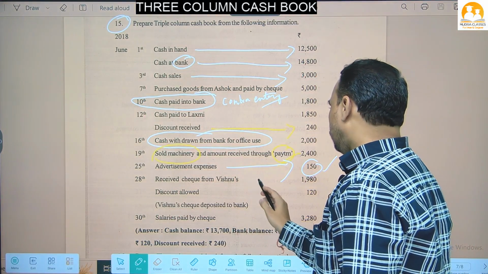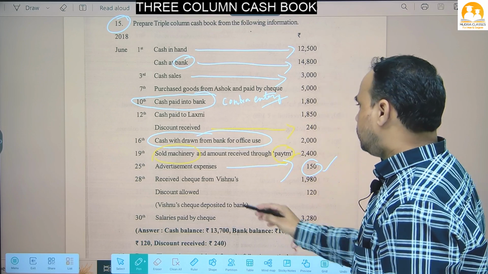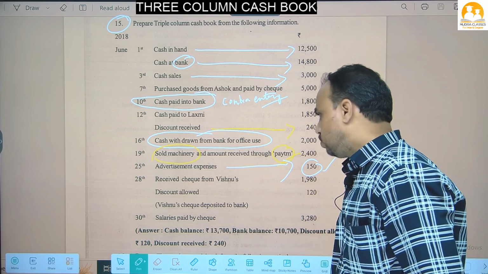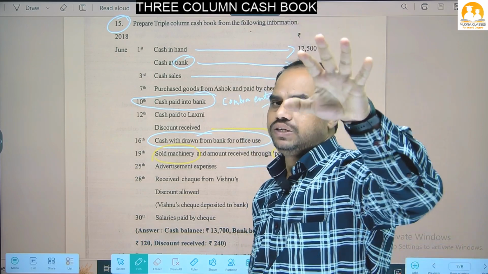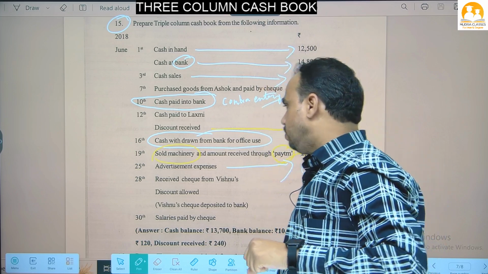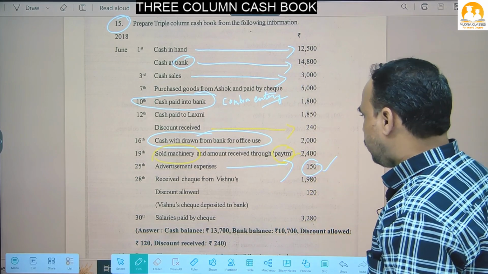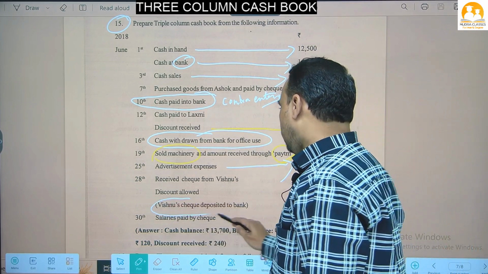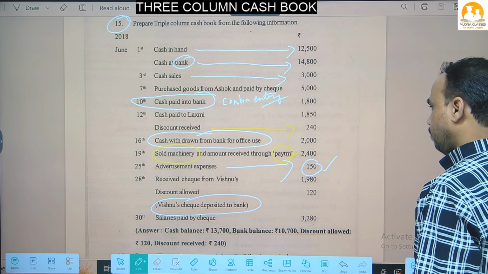Received check from Vishnu 1980 and discount allowed, and Vishnu check deposited to bank. Business received one check from Vishnu. That means cash is coming into business. Debit side we have to write to Vishnu, and the same day we deposited in the bank. So amount we write in bank column. So debit side Vishnu, in bank column we have to write that amount.